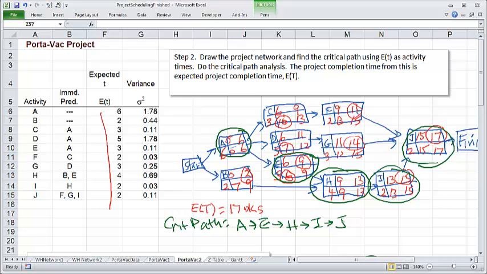And let's check to make sure the length of this path is the same as the 17 weeks. So that's 6 plus 3 plus H is 4, I is 2, and J is also 2. So that gives us 9 plus 4 is 13 plus 2 plus 2 is 17. Okay, so that checks out.